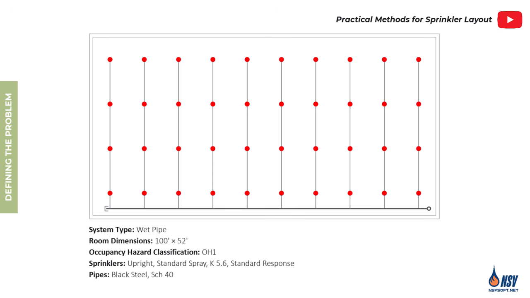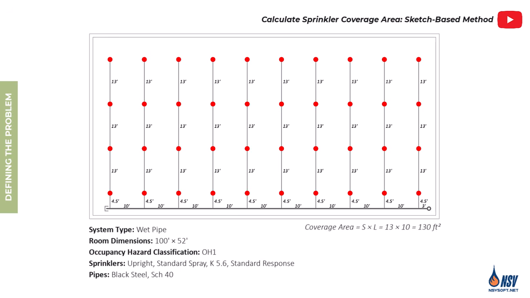In this arrangement, the sprinklers are uniformly spaced, with 13 feet between heads along each branch line and 10 feet between branch lines. As a result, each sprinkler covers an area of 130 square feet.